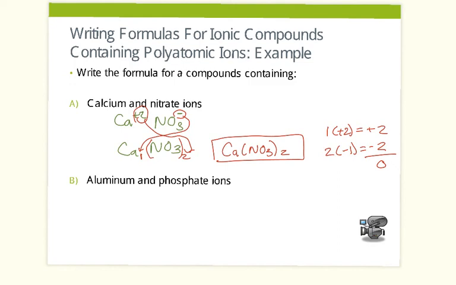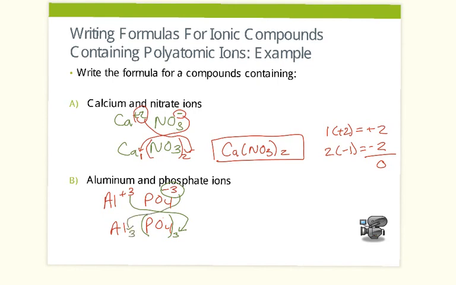Okay, let's do it for aluminum and phosphate. Aluminum, like we said, is always positive 3. Our phosphate group is PO4 minus 3. So let us rewrite it and crisscross our charges. So this is going to go down here. So now that we have put a 3 on there, we have to put parentheses around the phosphate. And this is going to go down here.